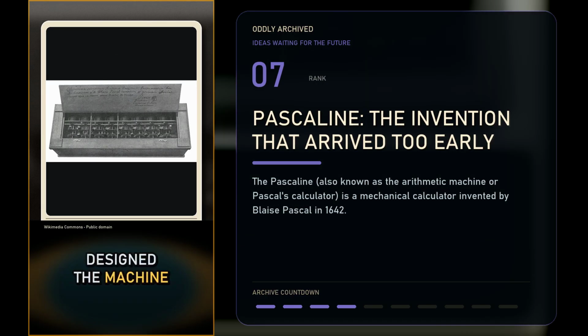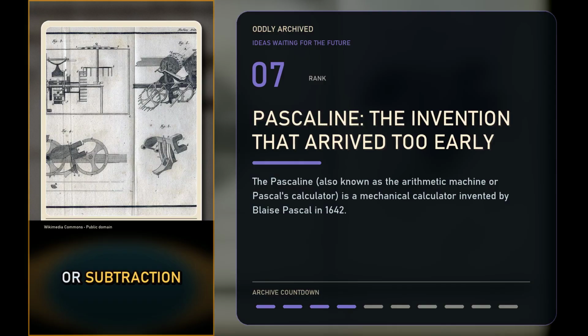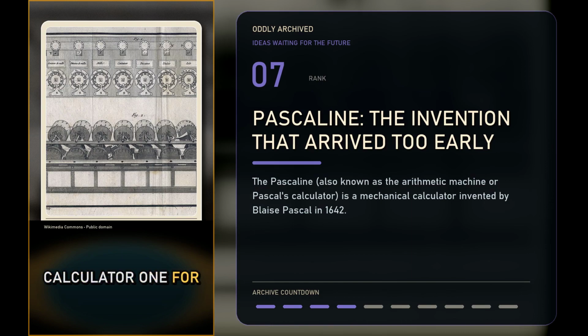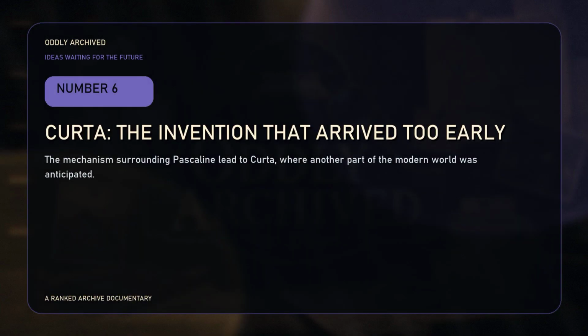He designed the machine to add and subtract two numbers and to perform multiplication and division through repeated addition or subtraction. It used a stylus to perform calculations. There were 3 versions of his calculator, one for accounting, one for surveying, and one for science. The accounting version represented the livre, which was the currency in France at the time. The mechanism surrounding the Pascaline led to the Curta, where another part of the modern world was anticipated.